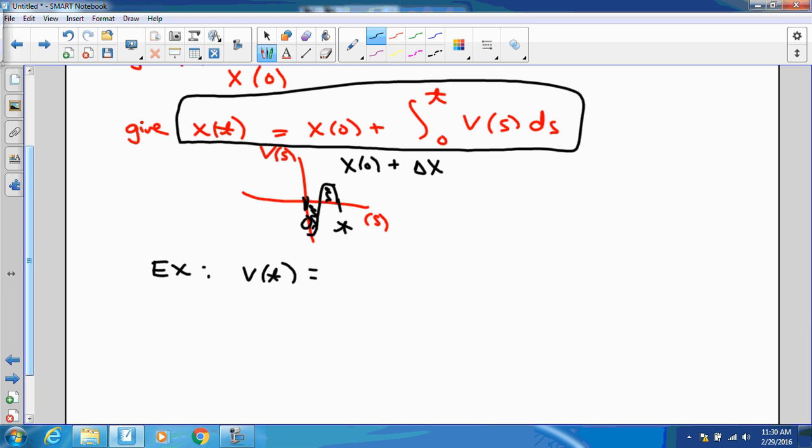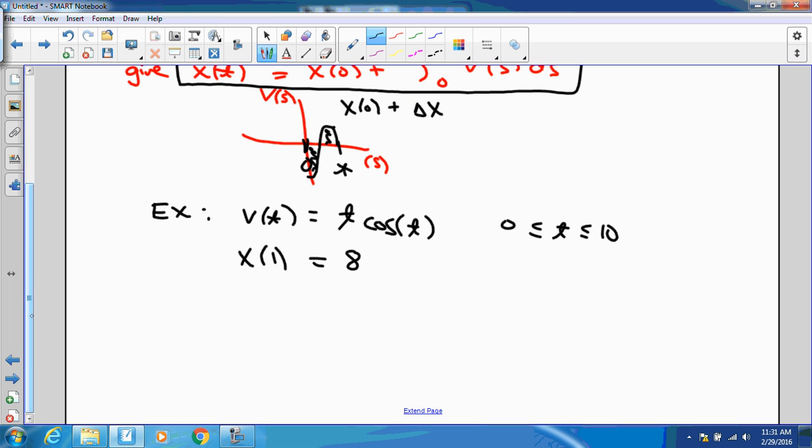Suppose that the velocity as a function of time t is going to be equal to t times cosine t, for t between 0 and 10. And let's say that we find the position of the particle at time t equals 1 is equal to 8. That's a little high. Let's make it 4.